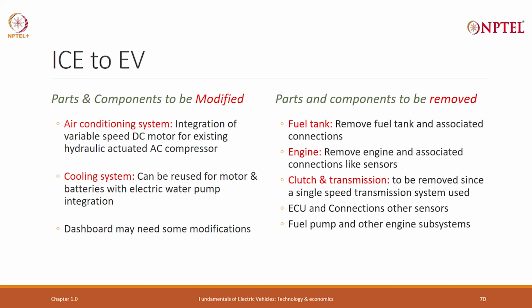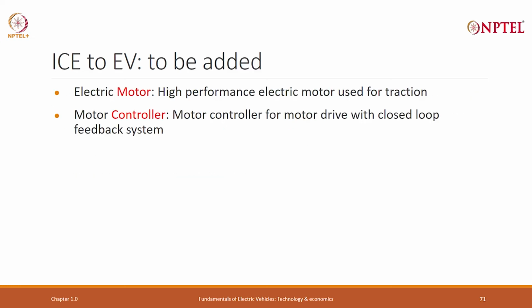ECU and connections with other sensors, fuel pump and other engine systems, all of them will no longer be required, will directly be driven from electric vehicles. What are the new ones? Electric motor and controller, high performance electric motor used for traction, motor controller for motor drive with closed loop feedback system. They are very critical components. This is something that we need to make in India.